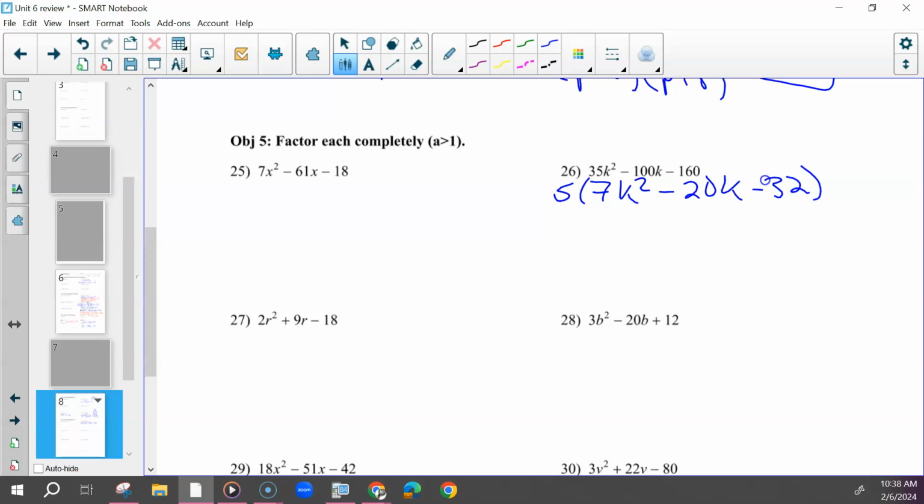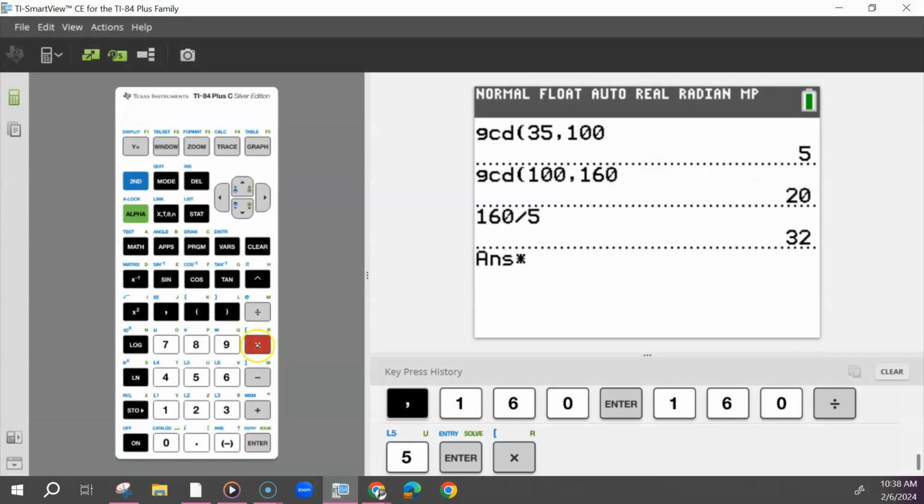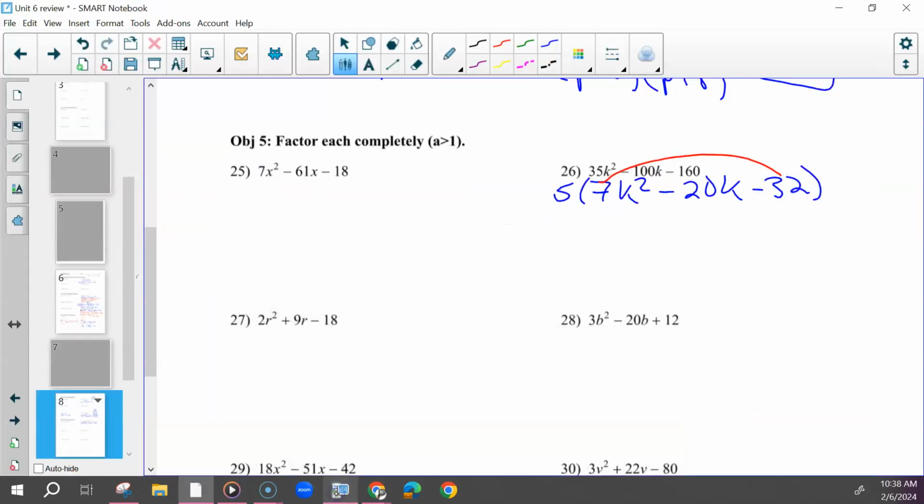32. And then we need to multiply these two numbers, 7 and 32. 224. And then we need to find two numbers that multiply to be 224, but add or subtract to be 20. Because this is a big number, you may want to start with something you may know. Starting with 2 may not be a great number. I always go to 10.